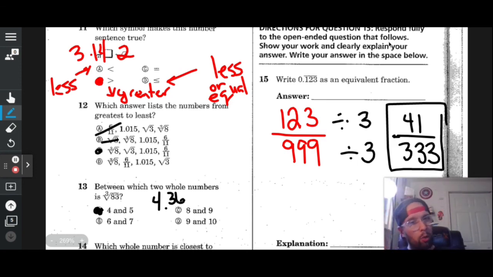So anyway, 123 divided by 999 is 41 over 333.